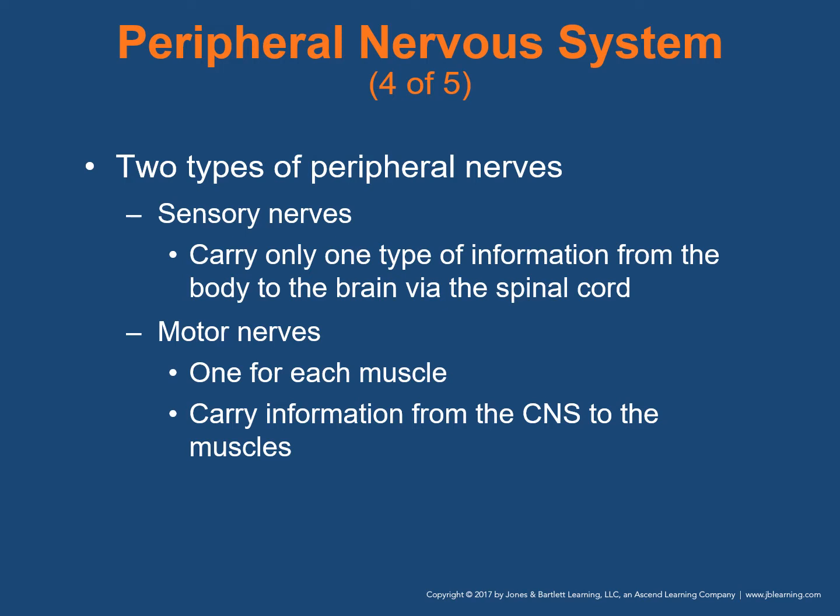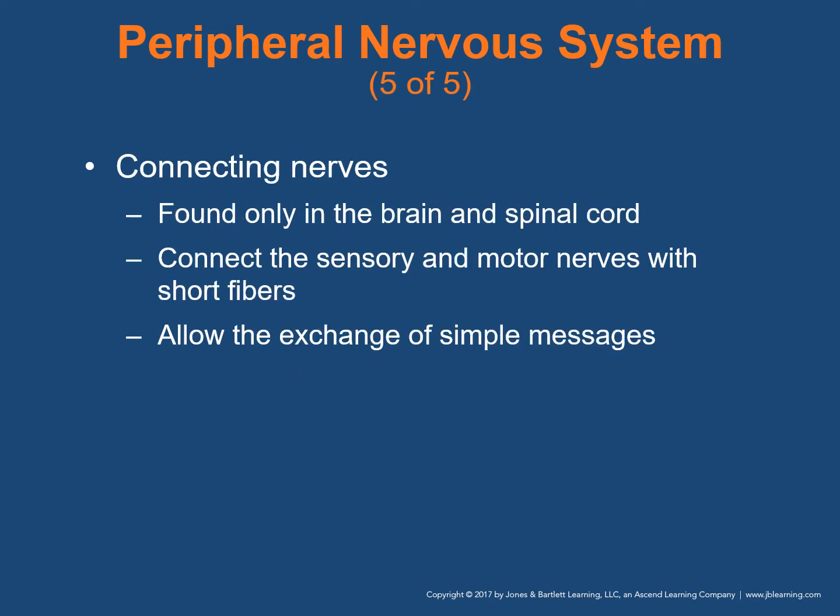There are two major types of peripheral nerves. There are sensory nerves that carry only one type of information from the body to the brain via the spinal cord. And there are motor nerves, one for each muscle. These carry information from the CNS to the muscles themselves. The connecting nerves are found only in the brain and the spinal cord. These connect the sensory and motor nerves with short fibers and allow the exchange of simple messages.